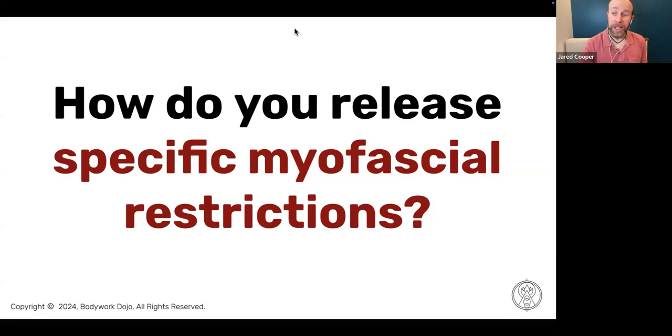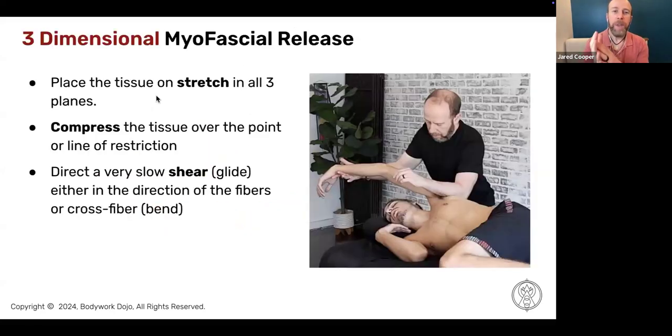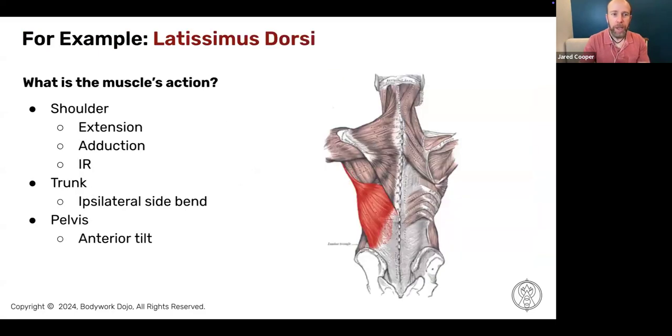All right. So once you find a line of tension, how do you release it? What is the specific way to release the myofascial restriction? Okay. Well, we know we need a combination of three things. Stretch in all three planes of motion, ideally. Compression over the point of restriction, and then shear force in the direction of the fibers where you want the fibers to go.